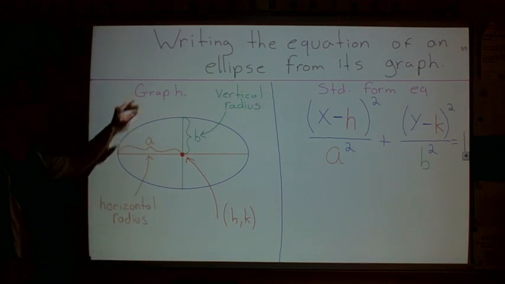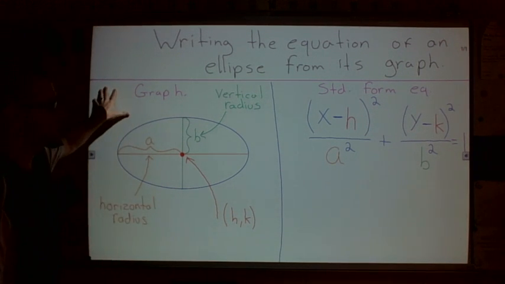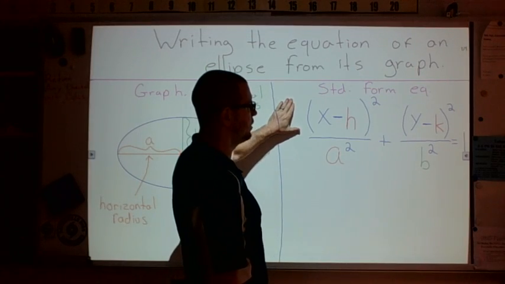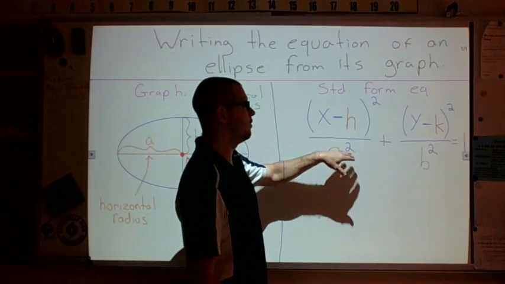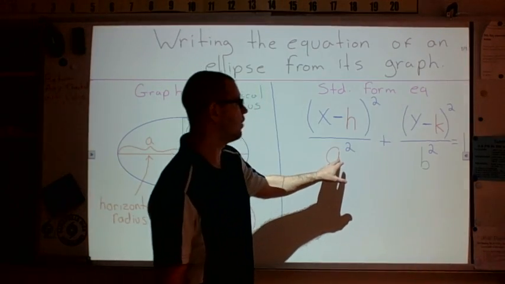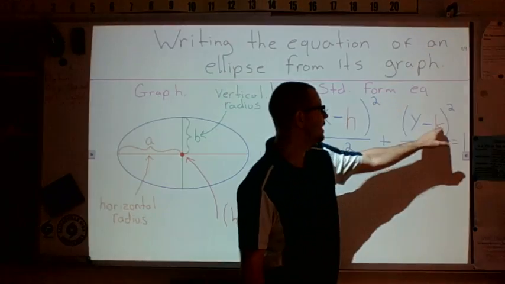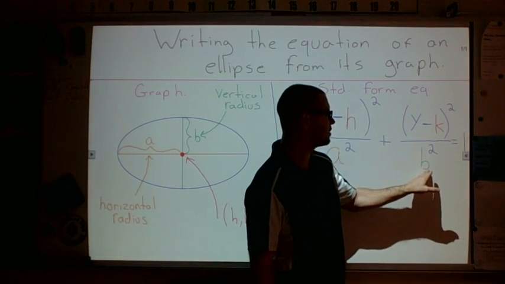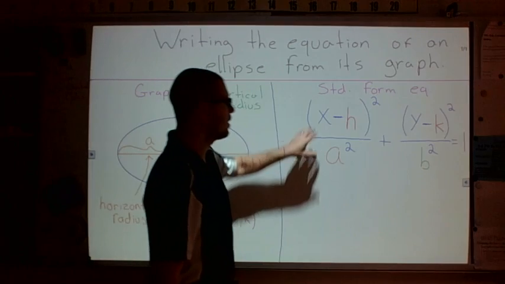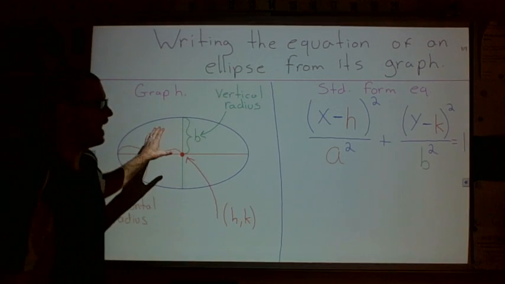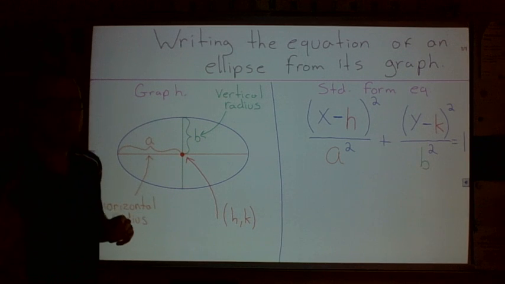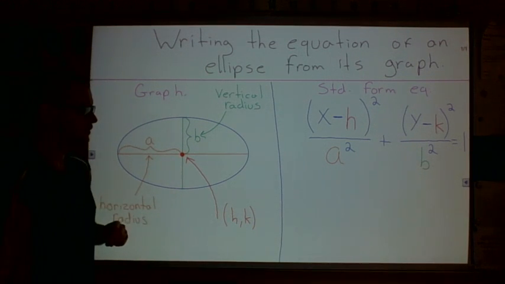But on the left, we have the graph. On the right, the standard form equation of an ellipse. And let's look at the standard form equation of an ellipse. You have x minus h squared over a squared plus y minus k squared over b squared is equal to 1. We're going to focus on the equation for a little bit and then look at how we can find this information from the graph, and then I will work out 2 examples.